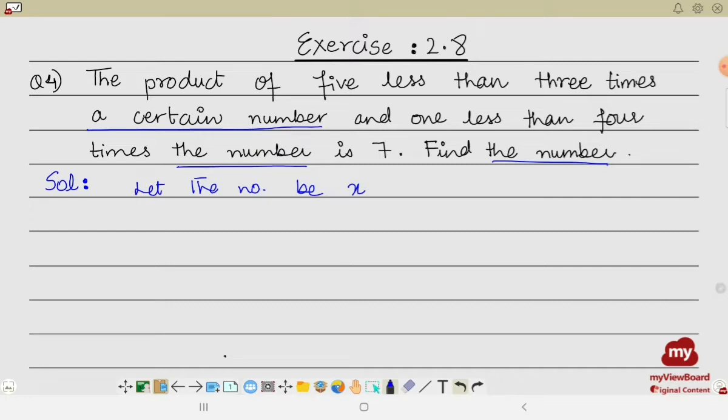The product of means you have to multiply. What you have to multiply? 5 less than 3 times a certain number. Certain number is x. 3 times of that number will be 3x.